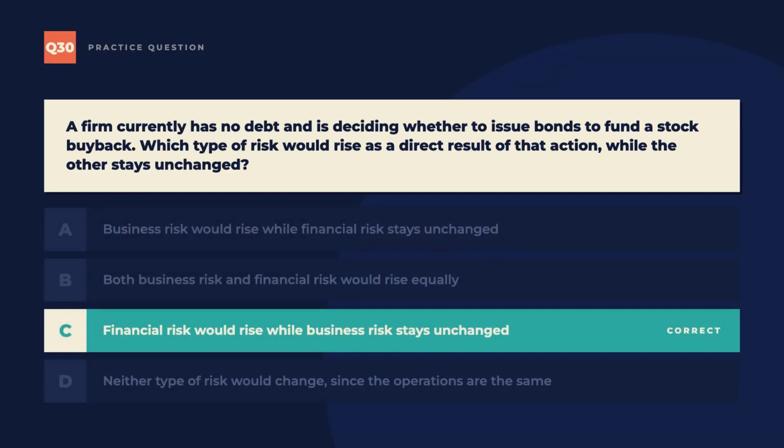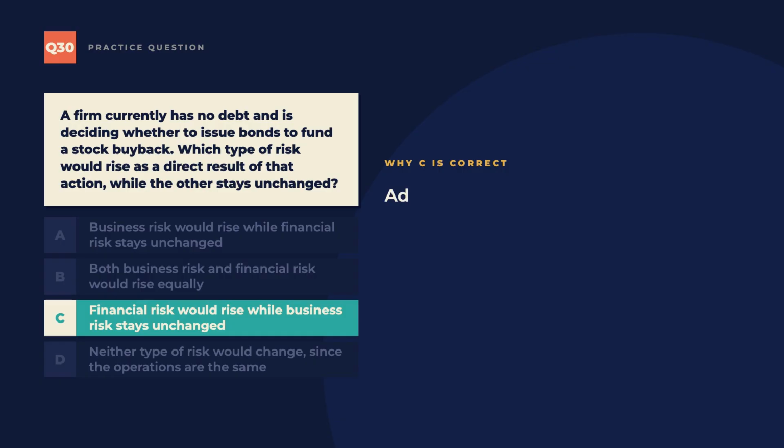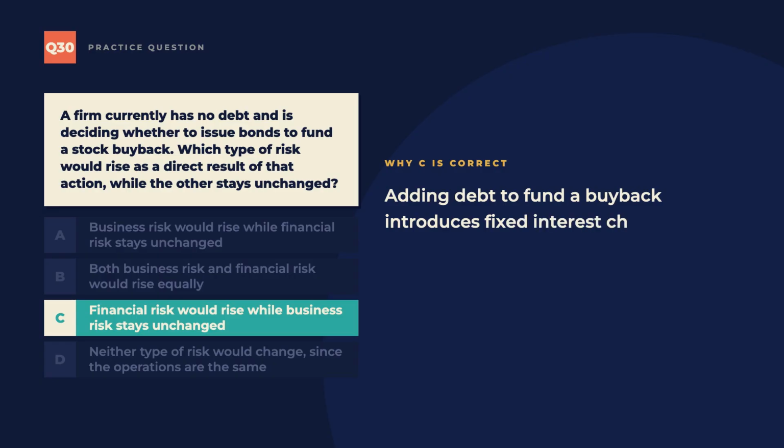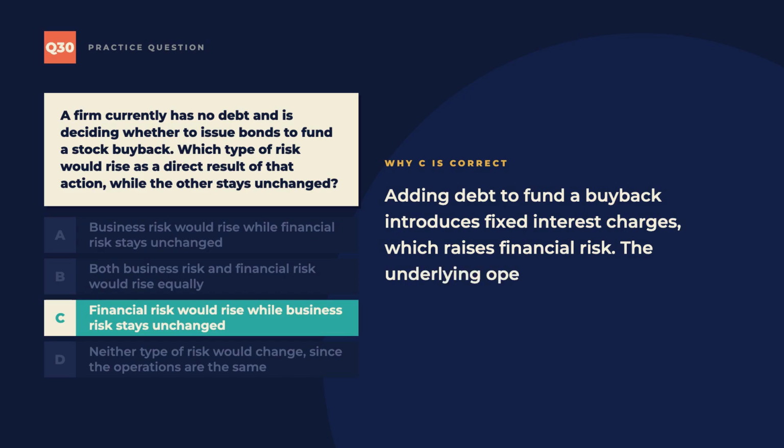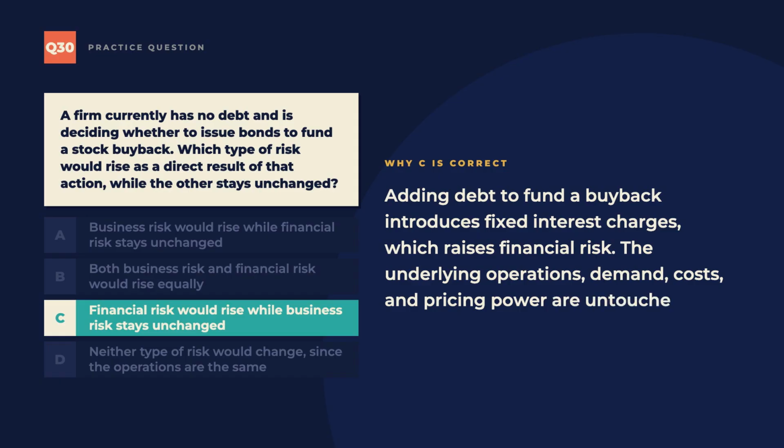The correct answer is C. Financial risk would rise while business risk stays unchanged. C is correct because adding debt to fund a buyback introduces fixed interest charges, which raises financial risk. The underlying operations, demand, costs, and pricing power are untouched, so business risk stays exactly where it was.